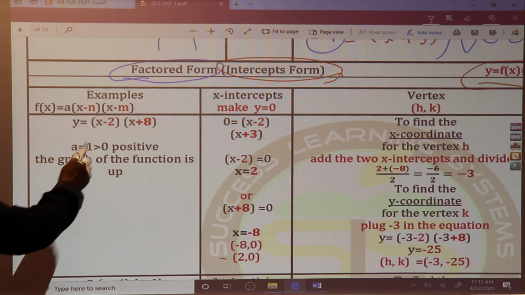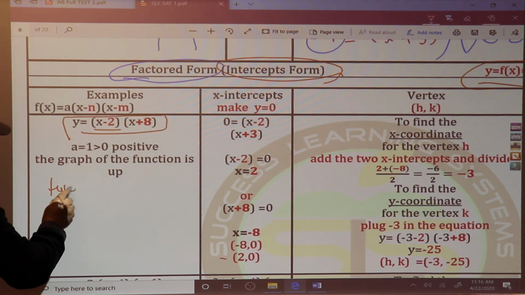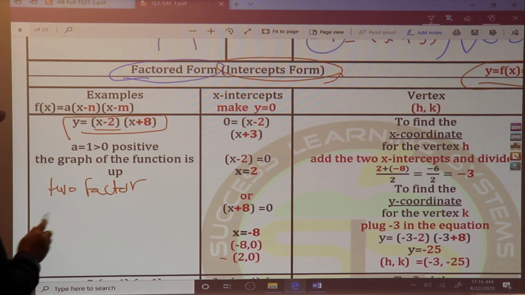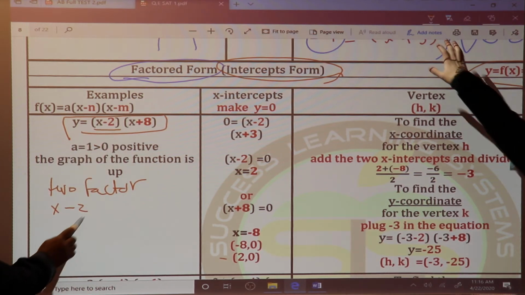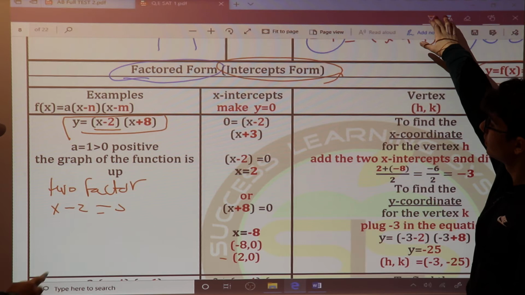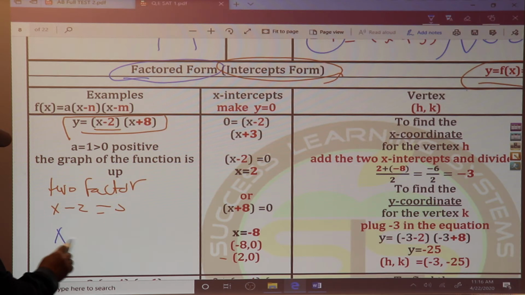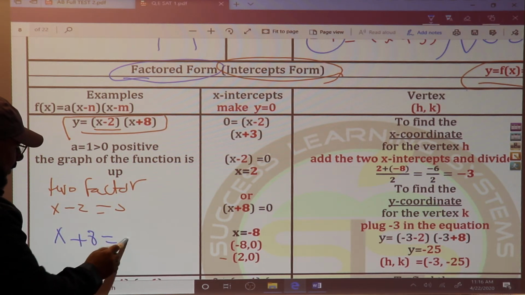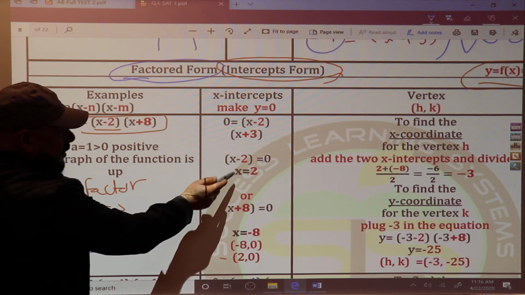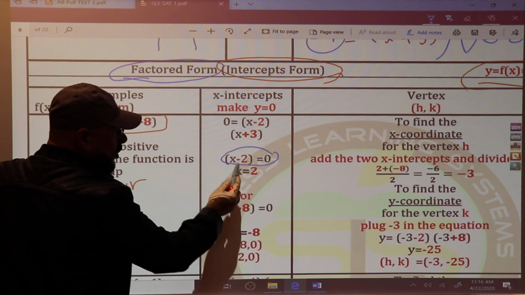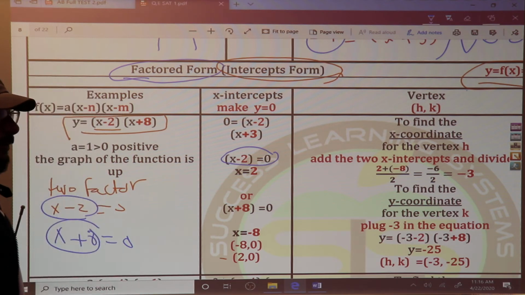Examples. This is a factor form. If there are two factors, which one is the first one? x minus 2. And the second one? x plus 8. If we ask you only for the factors, your factors are x minus 2 and x plus 8. If we ask you for the intercepts, you take x minus 2 and make it equal to 0, so x equals 2. Or x plus 8 equal to 0, x equals negative 8. Good? Good.